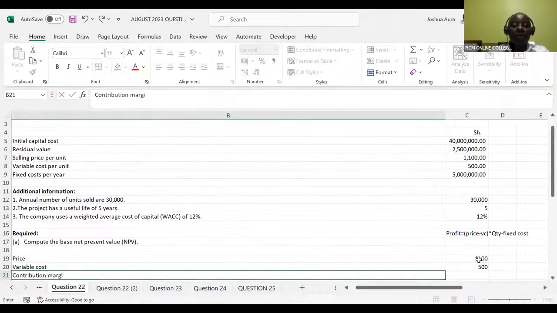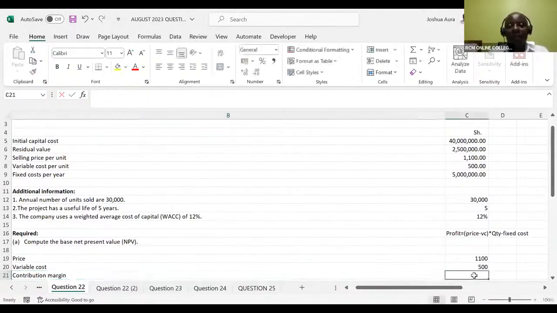So how do I get contribution margin, somebody? Please talk to me. Is there somebody who knows the formula for getting contribution margin? Thank you so much. They're telling me, Mwalimu, simply come and say tab there.